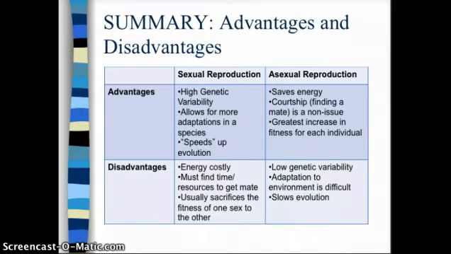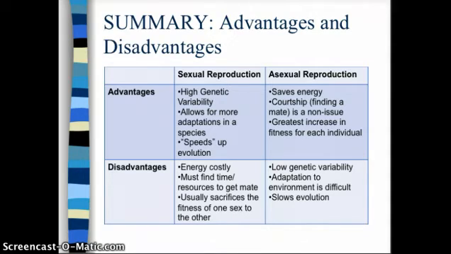Now, there are different advantages and disadvantages. For sexual reproduction, an advantage is that you have a high genetic variability. This allows for more adaptations in a species, and it speeds up the evolutionary process because the better traits that arise are going to have a better chance at surviving. The disadvantage, though, is that this is very energy costly. Organisms must find time and resources to get a mate. They usually sacrifice fitness of one sex to the other.